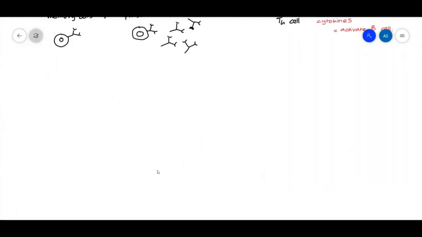So now let's look at the second way, which is T-independent antigens. This is a simpler procedure because we don't require T cells, so it's much simpler. However, it's not going to be as effective, as we'll see. So in the case of T-independent antigens, we're going to have these antigens. Now these are larger antigens compared to the T-dependent antigens.